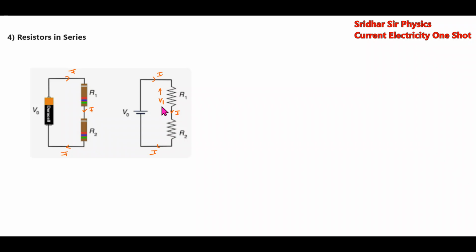Then there will be a potential drop V1 and V2. So what is V1 equal to? By Ohm's law, V1 equals IR1. What is the effective resistance of this circuit? I want to replace these two by an equivalent resistance, so that the same current I should flow. So what is V0? We'll write it as I into R.